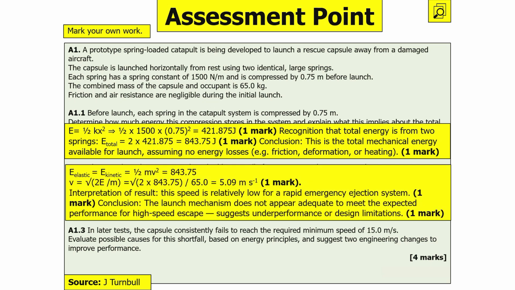Now we know that the elastic energy will turn into kinetic energy, which equals a half mv squared. So we pop that into the equation and v equals 5.09 meters per second. Now this speed is relatively low for the rapid emergency ejection system, so the launch mechanism does not appear to be adequate to meet the expected performance needed for a high-speed escape, suggesting underperformance.